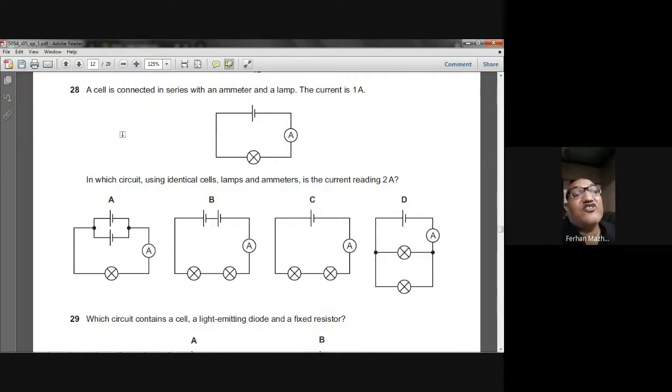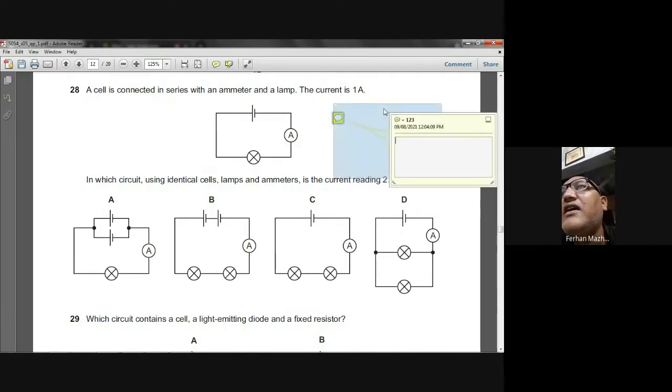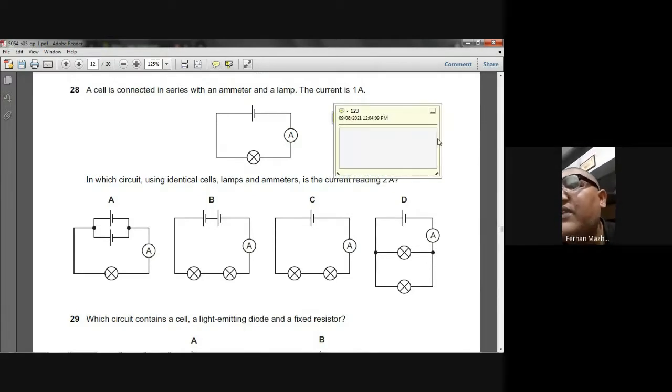Now he wants the current to be 2 ampere. How will the current become 2 ampere? If you know the current coming from the battery, the formula is very simple. Let me show you here. The current coming from the battery, the formula is I is equal to EMF divided by the total resistance of the circuit.